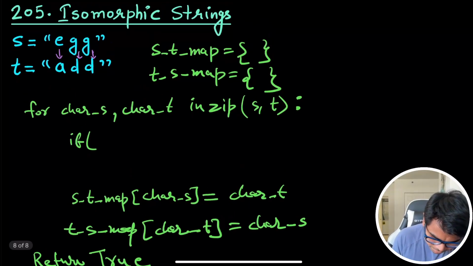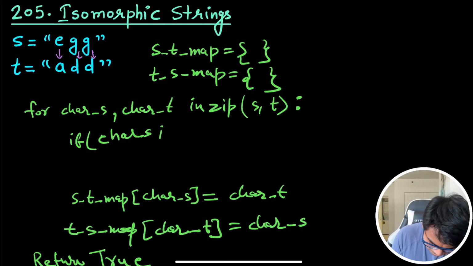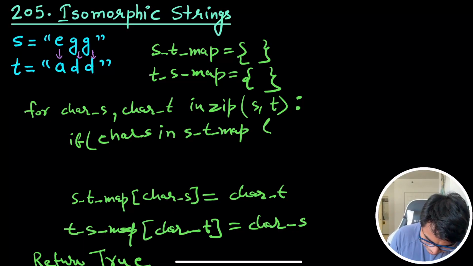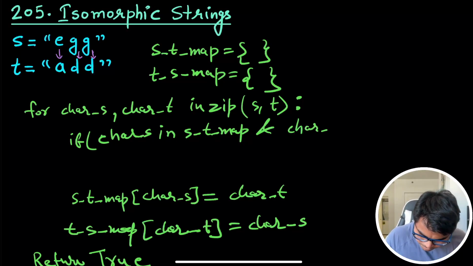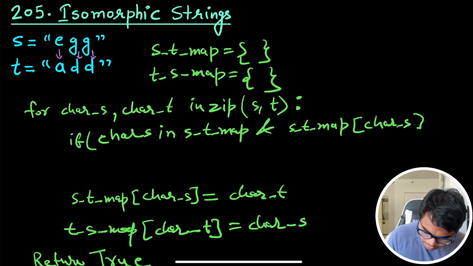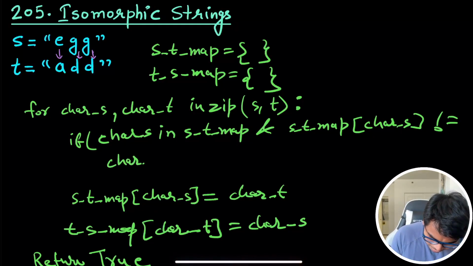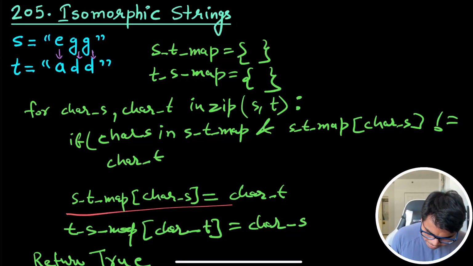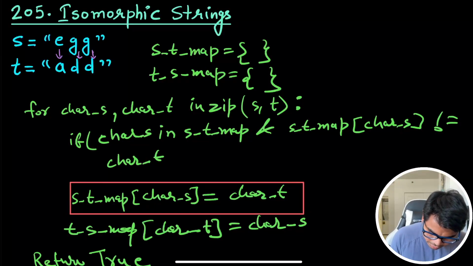Otherwise, here we will be checking a condition where if this char S I have seen already in my ST map, and this is not equal to this char T. So at this position, ST map of char S is not equal to char T, because that's how you are mapping it here, right? If, let's say, the first time you were seeing it, then this is how you were mapping it.